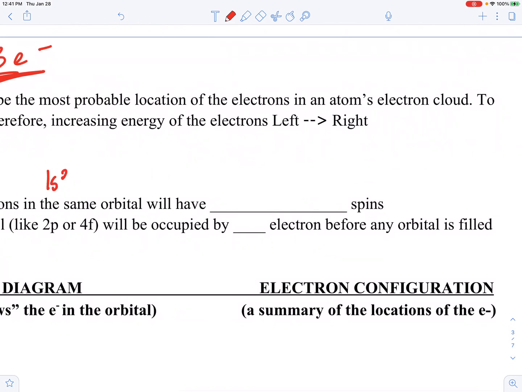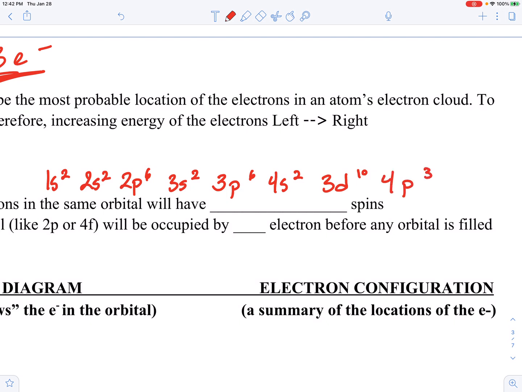So it's 1s2, 2s2, 2p6, 3s2, 3p6, 4s2, 3d10, 4p3. So that was the electron configuration for arsenic.